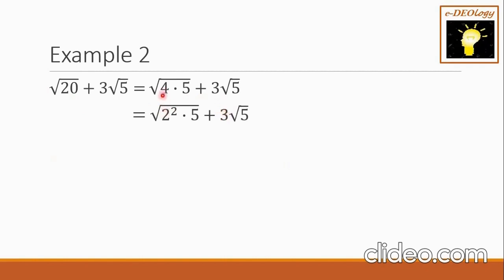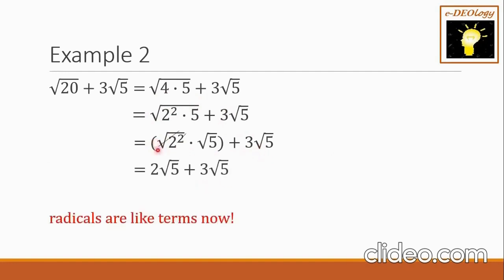Then we're going to show that this 4, the perfect square number, is equal to 2 squared. Then we distribute the radical sign to the 2 squared and also to the 5. So we have here the square root of 2 squared times the square root of 5, and then the plus 3 square root of 5 is copied down here. Next, we cancel the radical sign and the power 2. Only the number 2 comes down here to be multiplied to this square root of 5. Then we just copy this 3 square root of 5 down here.